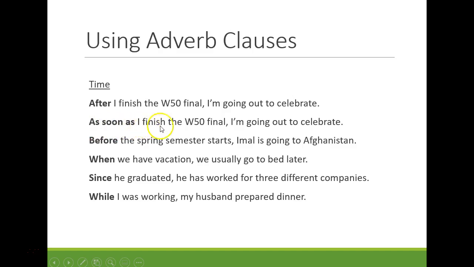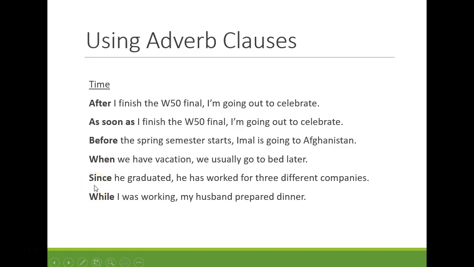As soon as I finish the W50 final, I'm going out to celebrate. This is a little different than after. After can mean any time after the W50 final. As soon as means immediately after finishing the final, I'm going out to celebrate. When we have a vacation, we usually go to bed later. This shows more of a routine, like every time that we go on vacation, we go to bed later.